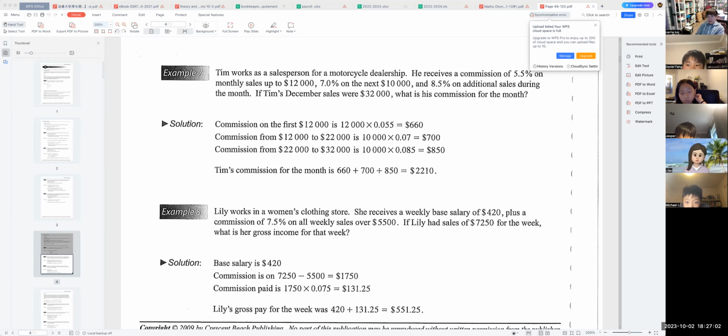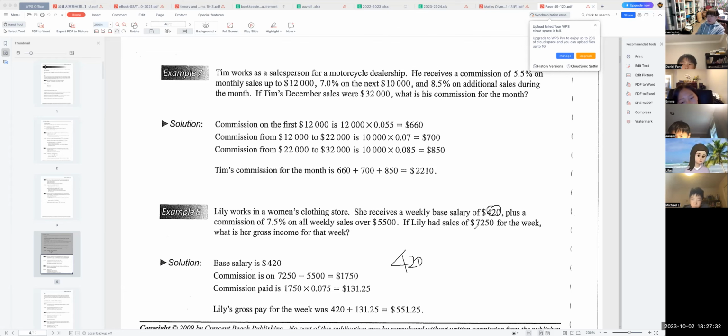Okay, so let's see. Lily works at a women's clothing store. She received a weekly base salary of 420, 就是她每个星期无论怎么样就拿420块钱回家，对不对？Plus a commission of 7.5% on all quarterly sales over 5,500. What does it mean? That means 要超过5500才能拿 commission，不超过也不能拿，对不对？因为你已经有个 basic salary. So 420 is your basic.